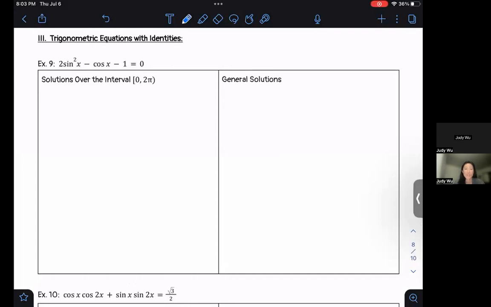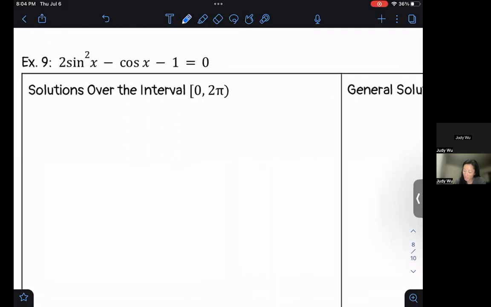And in this video, we're going to talk about solving trig equations with identities, all right? So we've learned a lot of identities and we've used them to verify other identities, but we can also use them to solve equations, okay? So we have 6 examples here. We're going to do a few of them here, but some of the other ones will be left for extra credit opportunity, okay? So let's get started with number 9 here.